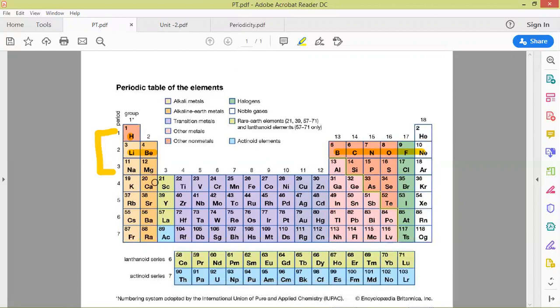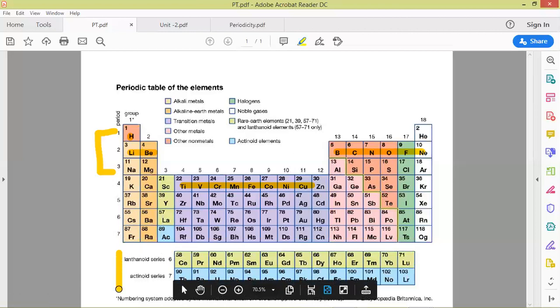This is also called the 3d series because of the filling of the 3d subshell as we move from left to right in this period. With these 10 groups, this is the fifth period, which also contains 18 elements. The sixth and seventh periods both contain 18 elements, except that after lanthanum and actinium there occur 14 more elements which are placed just below the periodic table separately.